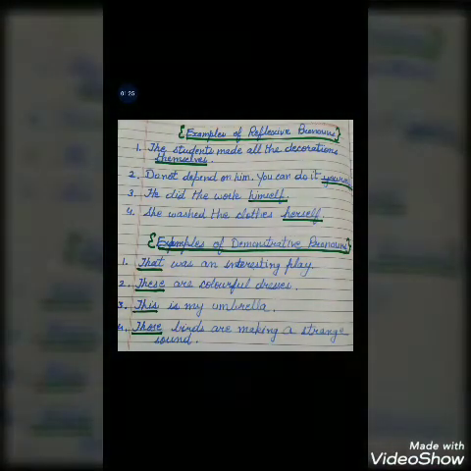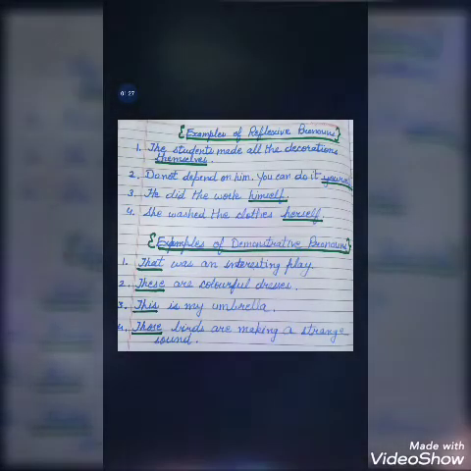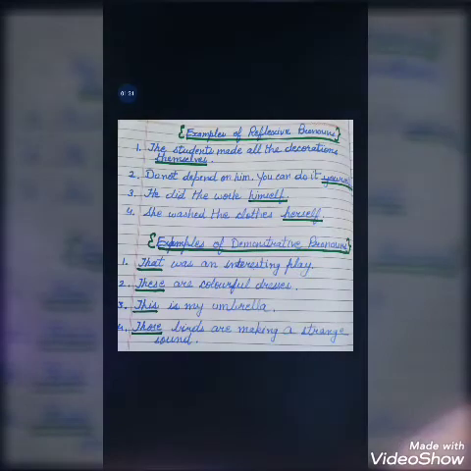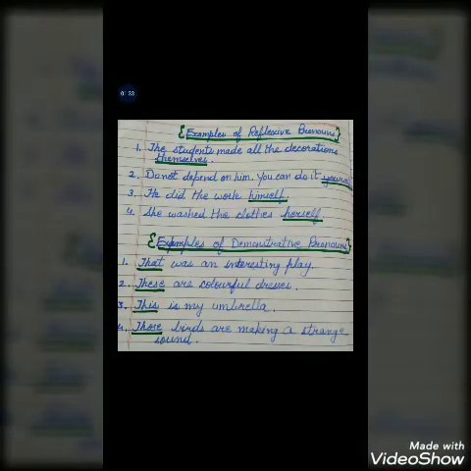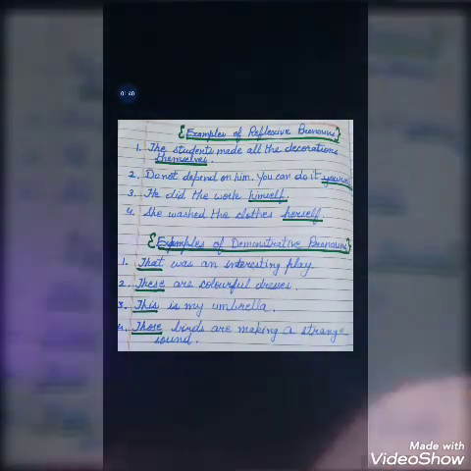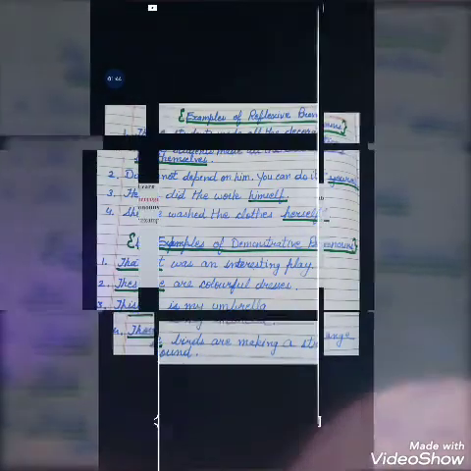Now, dash birds are making a strange sound. Those birds are making a strange sound. Here we are talking about birds, means plural, so we will use these or those. Now, I hope you all have understood this reflexive and demonstrative pronouns very well.